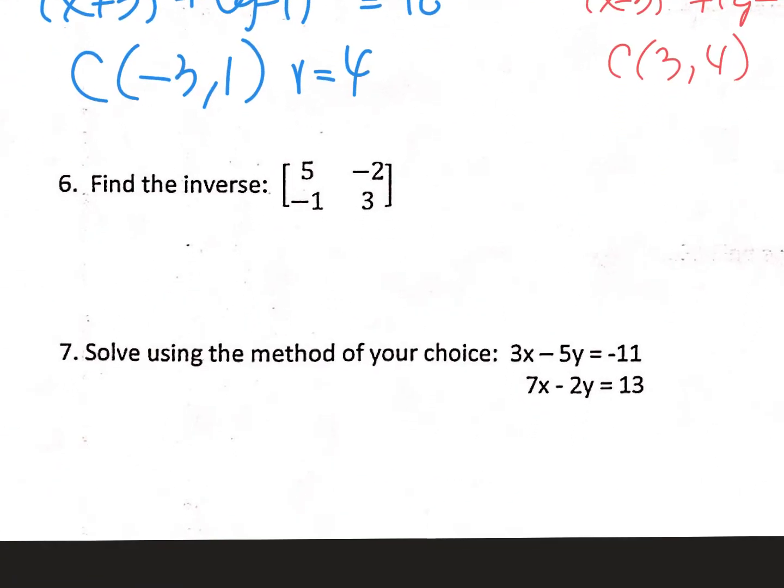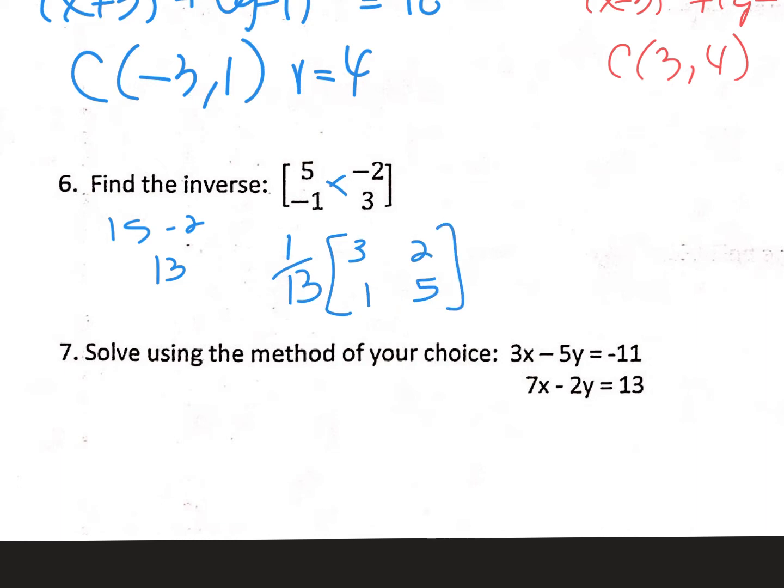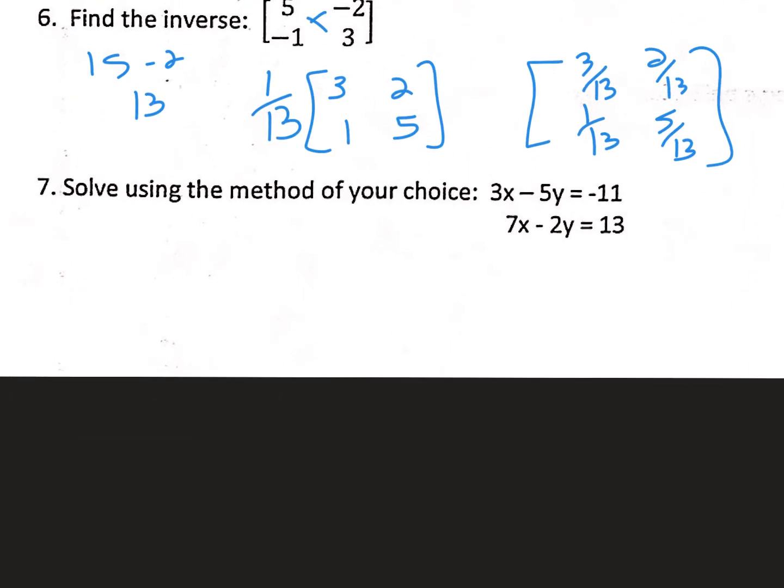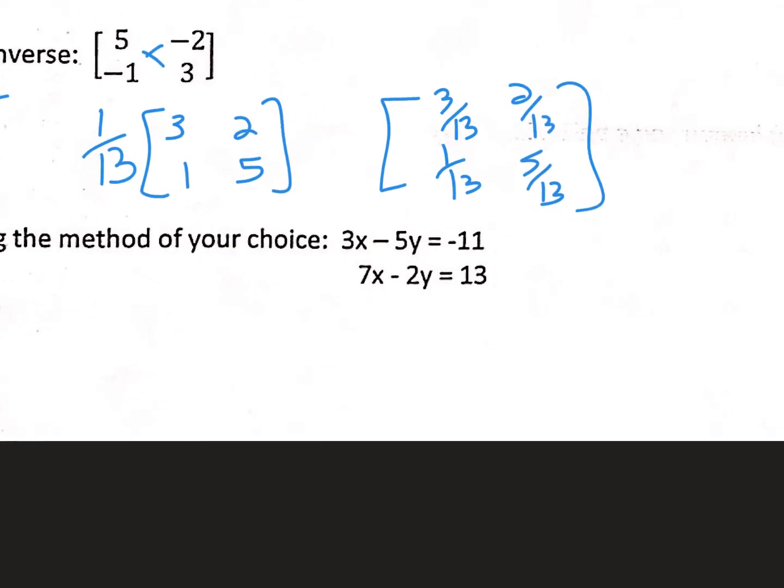Number 6, let's find the inverse. That's the big gesture we do. Remember, find the determinant, which would be 15 minus 2, which is 13. Flip it, put it in the front. Trade places with the 3 and the 5. Change signs on the other 2. And the last step, go ahead and take the 1/13 through. So basically putting everything over 13. And there's your inverse.